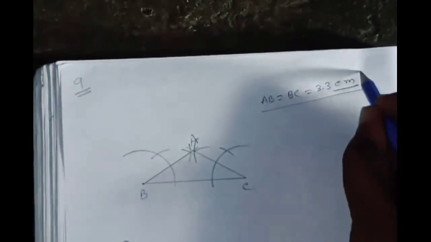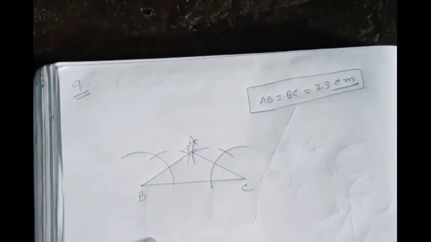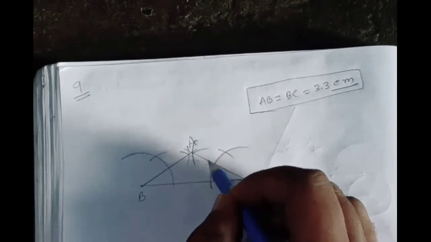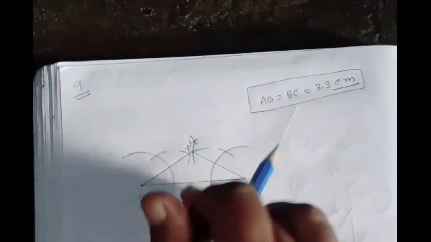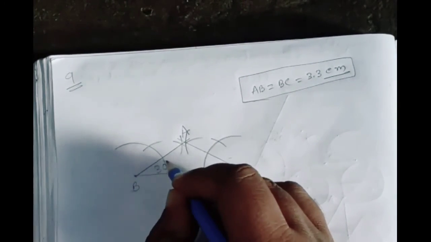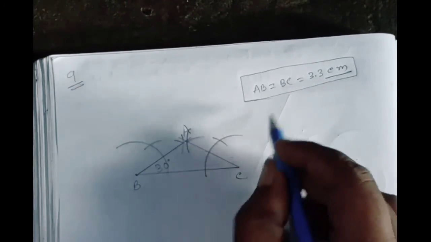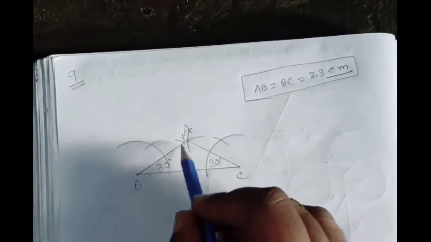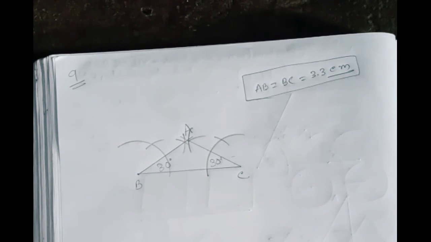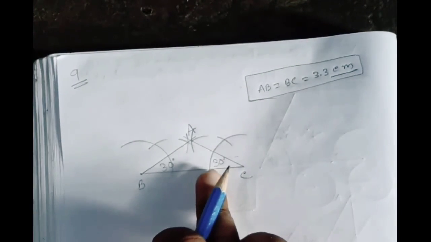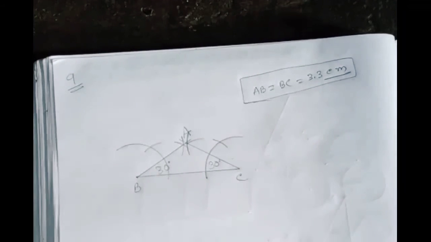So both are the same. That means what we observe is that the sides opposite to equal angles of a triangle are the same. This is 30 degree. So this is AC equal to 3.3 centimeter, and this is 30 degree. So here also 3.3 centimeter. Understood? And the drawing is an isosceles triangle with equal sides AB and AC.